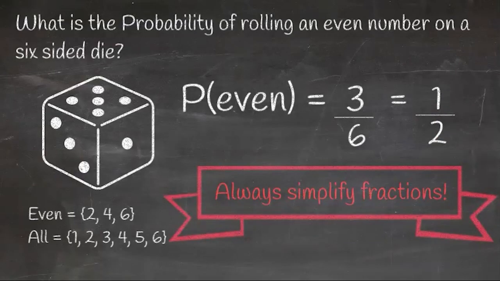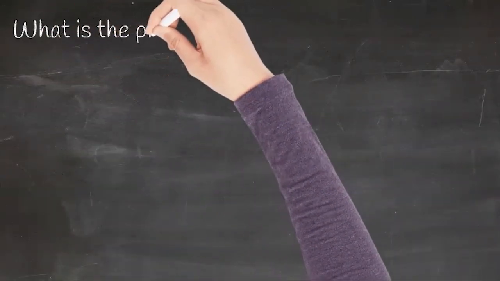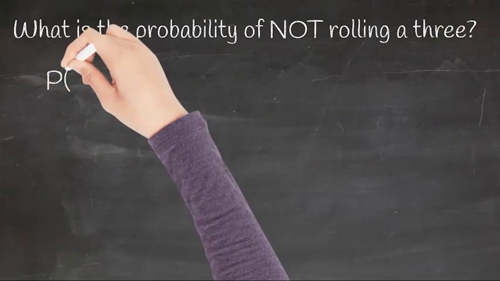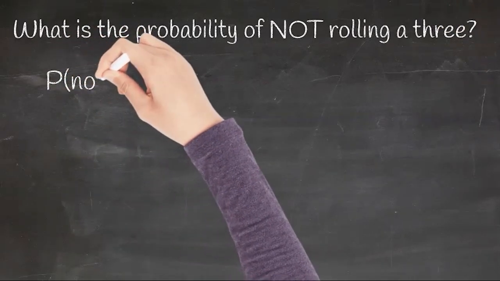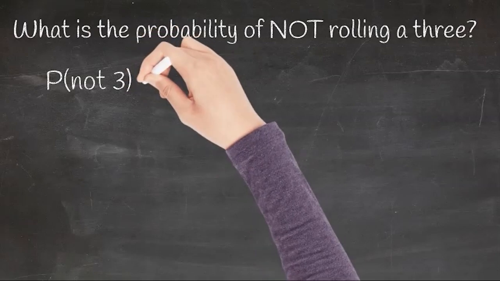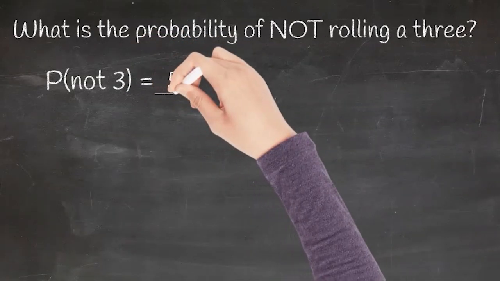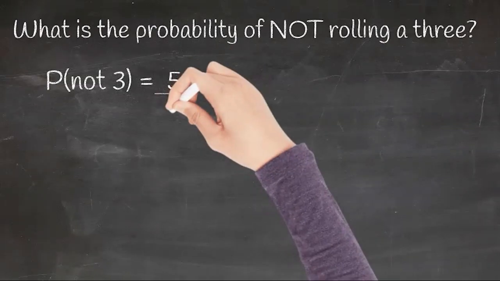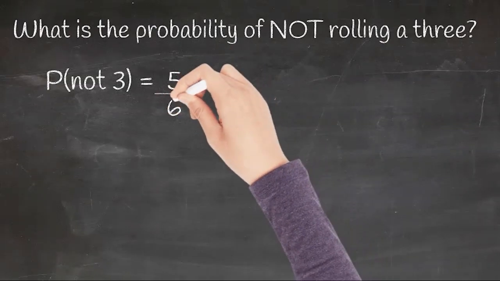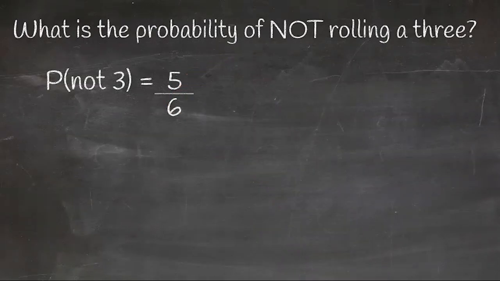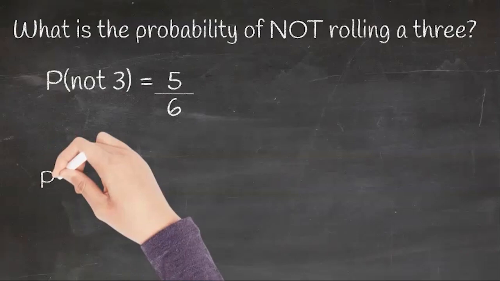1/2. Sometimes we want to find the probability of not getting a particular outcome. So for example, if we wanted to find the probability of not rolling a 3, we could either do it directly by saying, well, there are 5 other faces on the dice that are not 3 over the total number of possible outcomes, which is 6, to get a probability of 5/6.